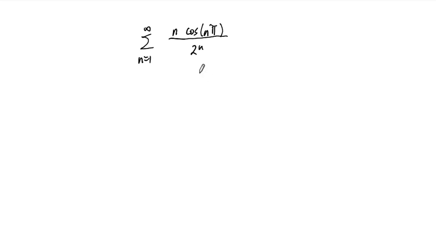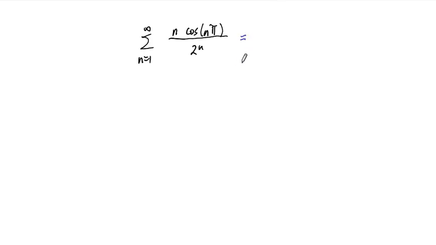In this example, we're asked to determine whether this series is convergent or divergent. This is in the section on alternating series, but at first glance it's not clear that this is an alternating series at all. So what we can do is start plugging in values for n and writing out the terms.